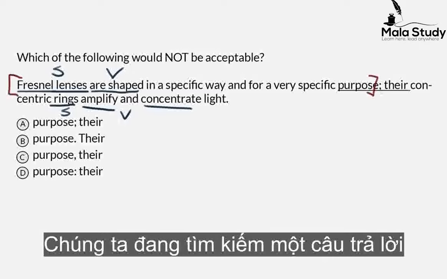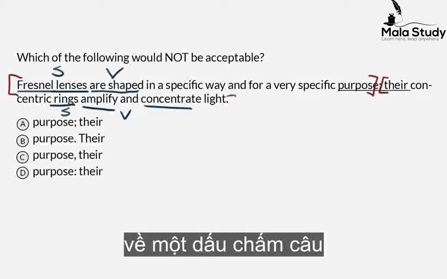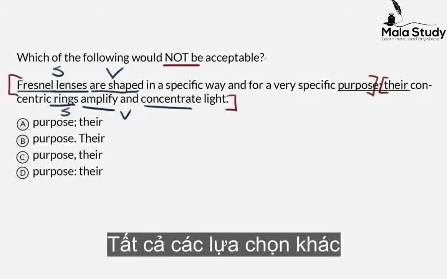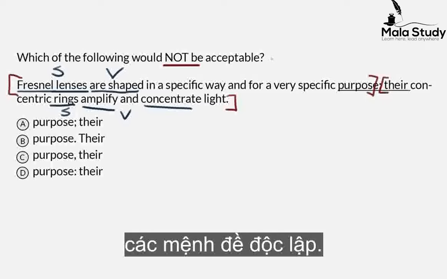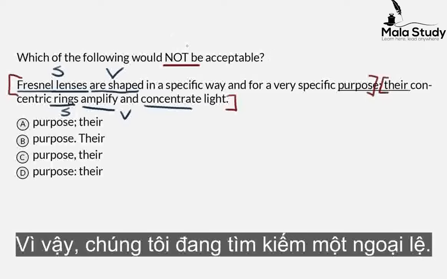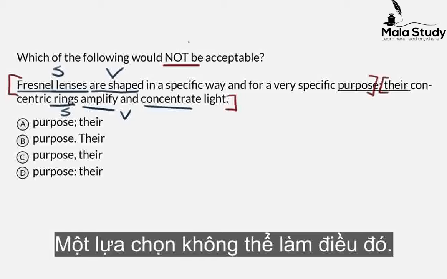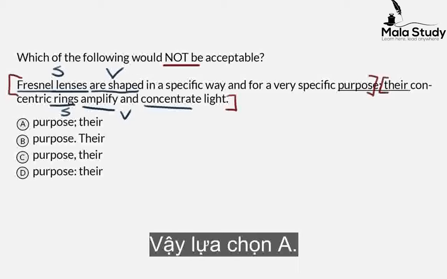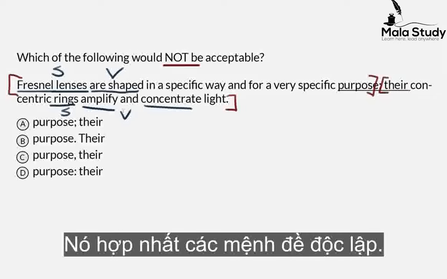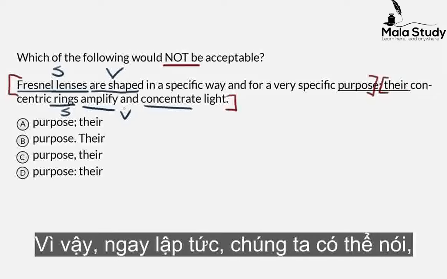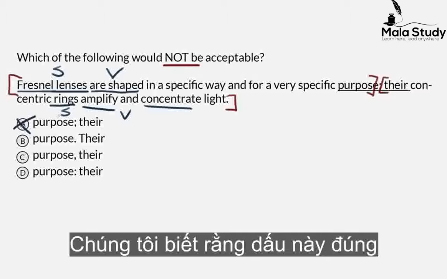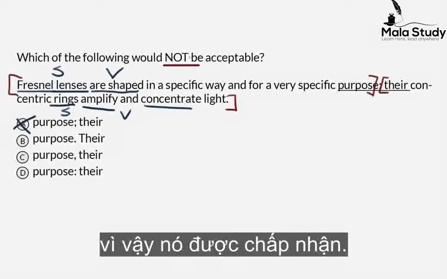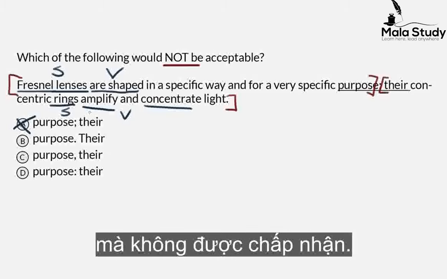So we're looking for one answer for a piece of punctuation that doesn't work. All the other answer choices should be able to unite independent clauses. So we're looking for the one outlier, the one thing that can't do that. So option A, semicolon. What does a semicolon do? It unites independent clauses. So right off the bat, we can say, all right, knock this one out. We know that this works, so it is acceptable. We're looking for something that's not acceptable.